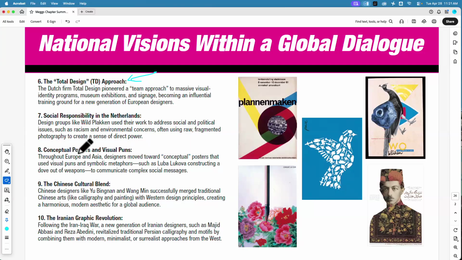Conceptual posters and visual puns. We have more time for this, right? We can do this. This maybe harkens off of this. And when I say we have more time for it, technology allows us to do it. Technology means it doesn't take as much time as it used to do a design.